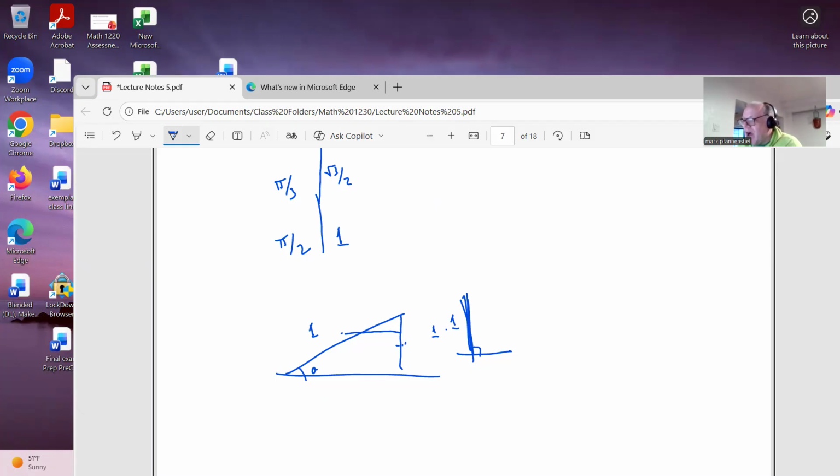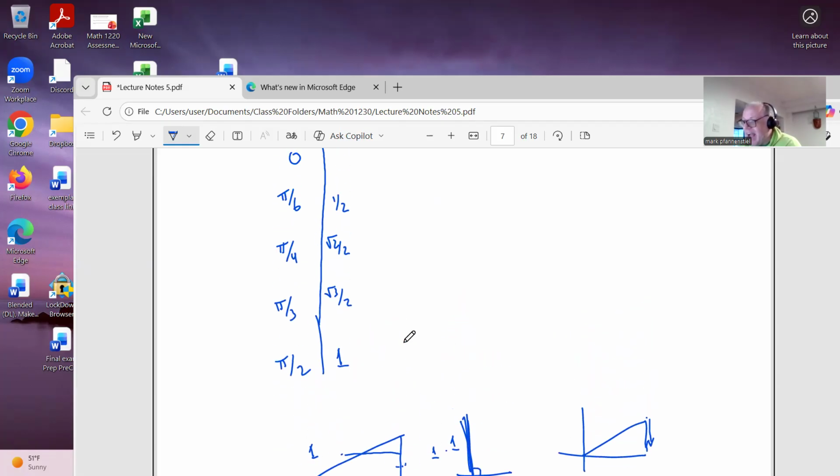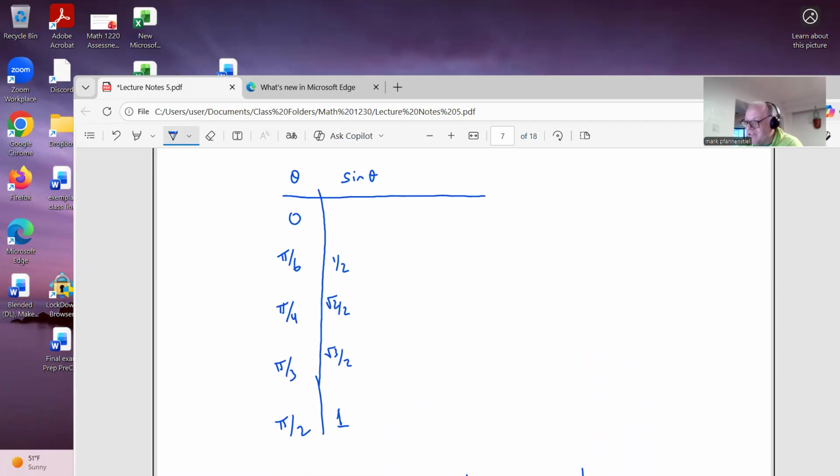Okay, the opposite side for a 0-degree angle. So again, we have a triangle here, and I'm going to shrink this down, compress it all the way down. So when I'm done, we pretty much have a triangle that's laying flat on the ground. The opposite side is 0. So the sine of that is 0.